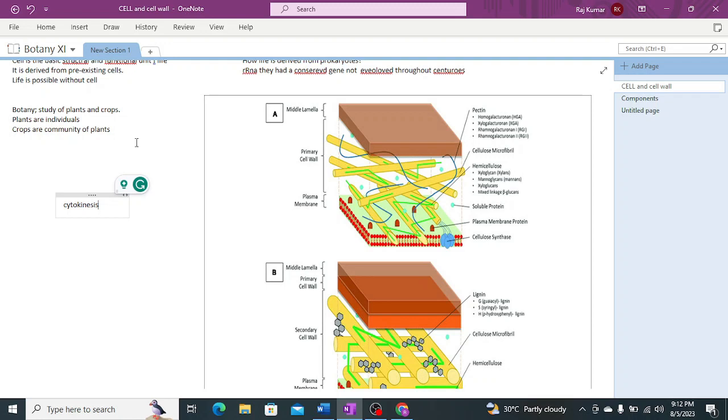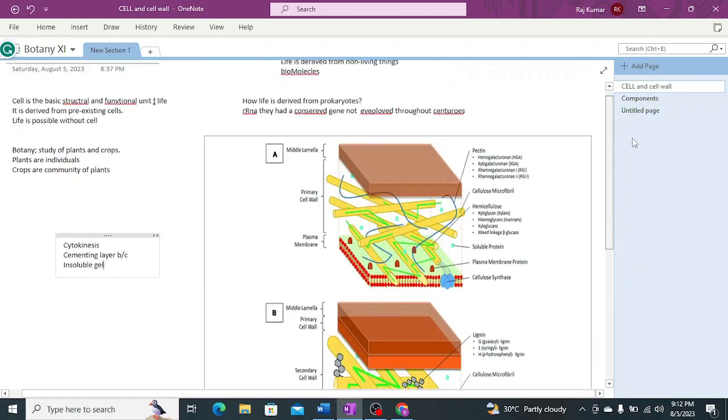Middle lamella is basically sticky. How can we say that it is a cementing layer? Because it has a sticky substance, which is known as a gel of calcium pectate and magnesium pectate. Whenever calcium and magnesium salts combine with pectic acid, they form calcium pectate and magnesium pectate. Although pectic acid is hydrophilic, when it forms calcium pectate and magnesium pectate, it becomes an insoluble gel.